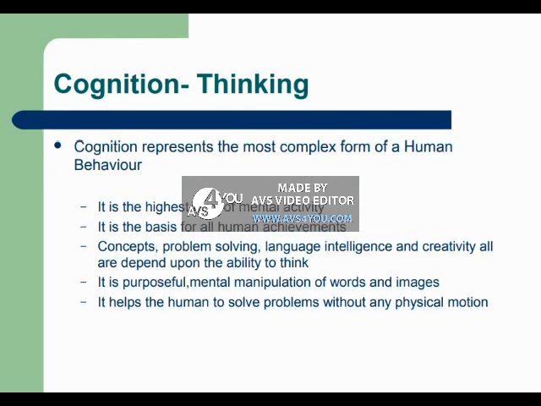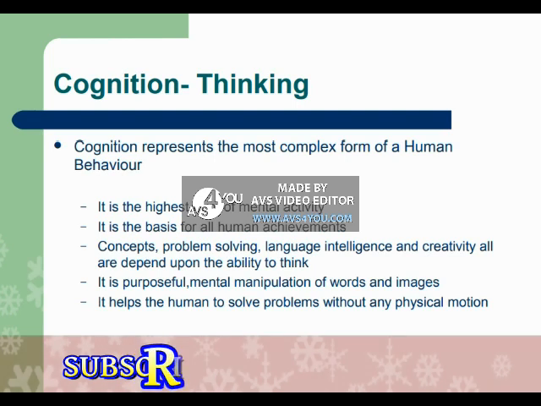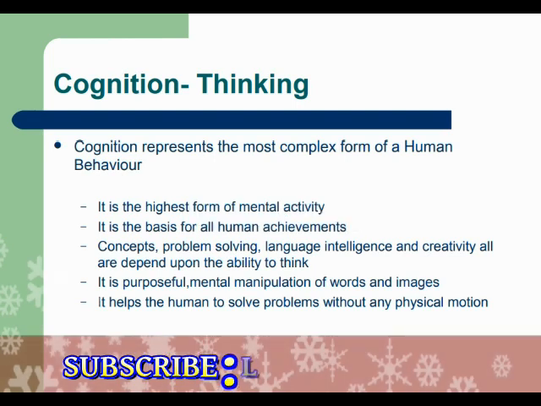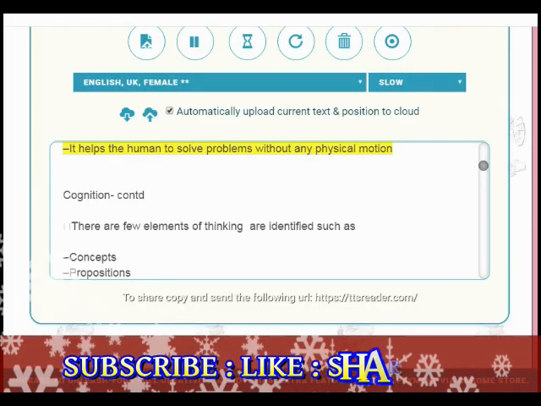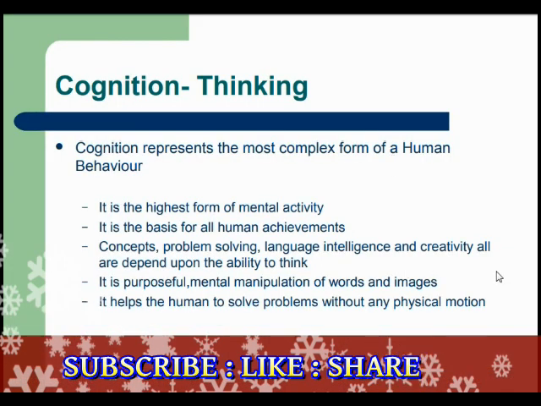Cognition, thinking. Cognition represents the most complex form of human behavior. It is the highest form of mental activity. It is the basis for all human achievements. Concepts, problem-solving, language, intelligence and creativity all depend upon the ability to think. It is purposeful, mental manipulation of words and images. It helps the human to solve problems without any physical motion.